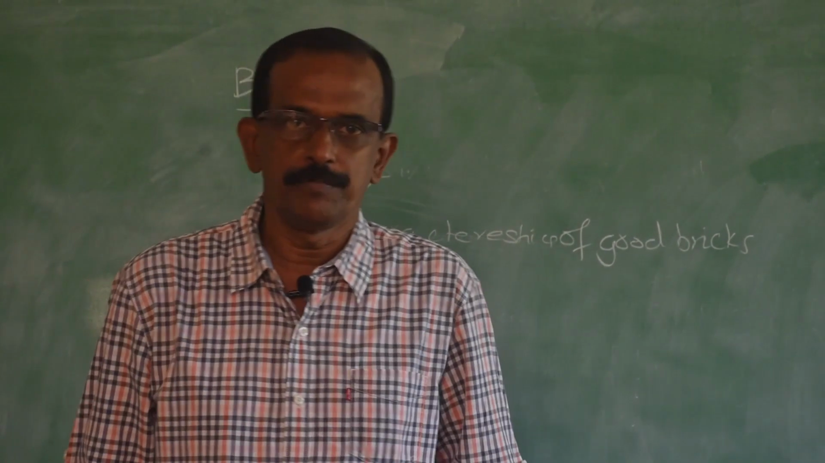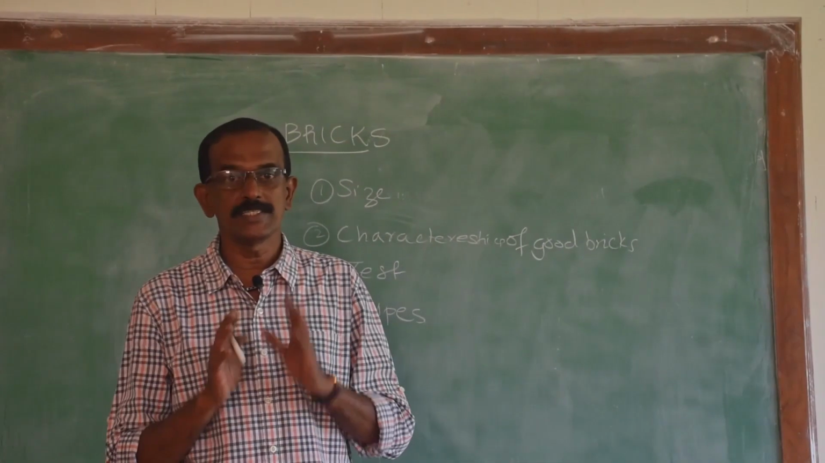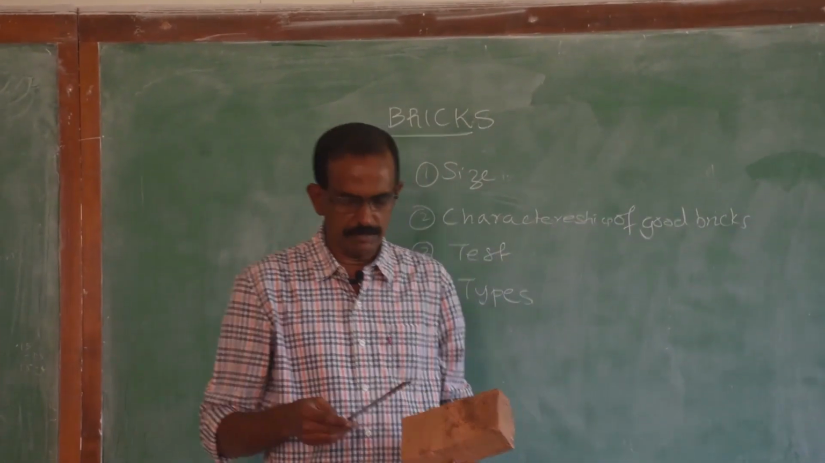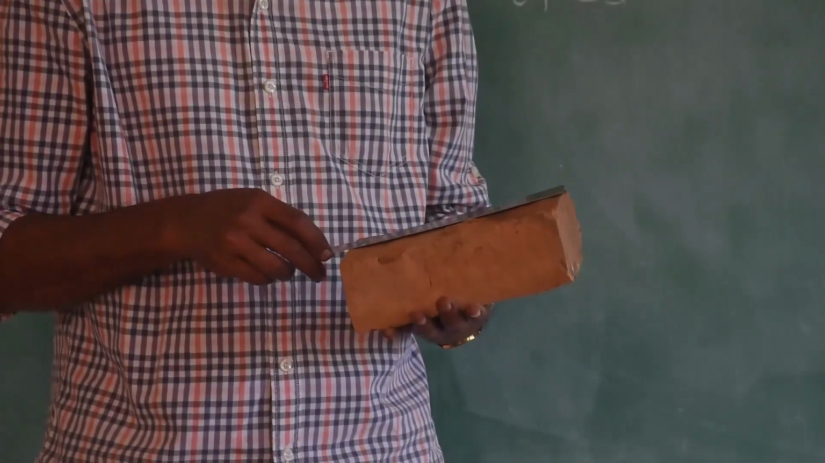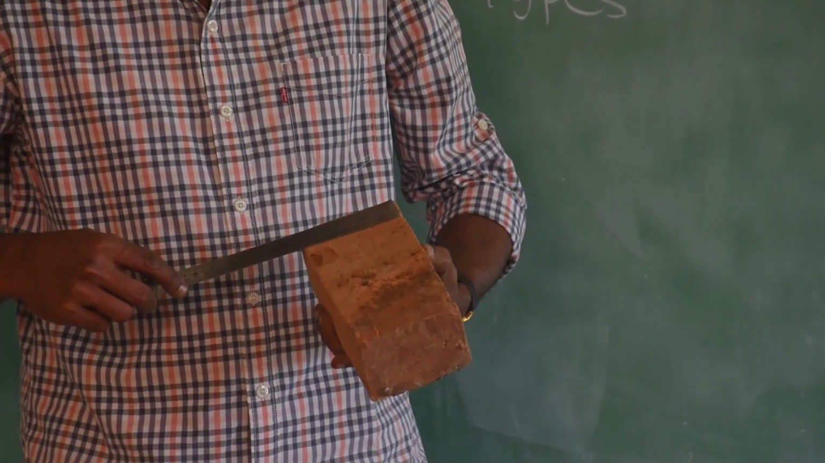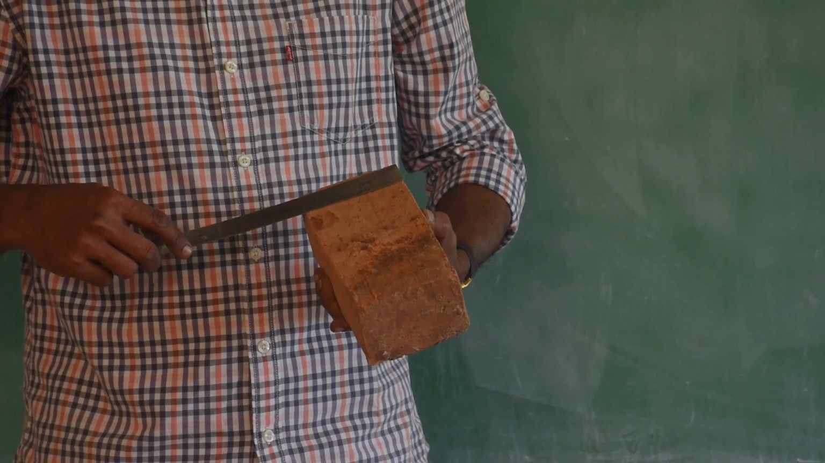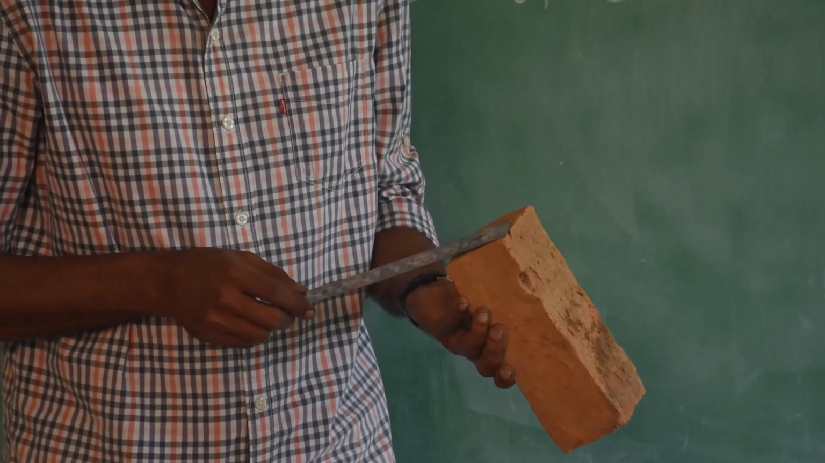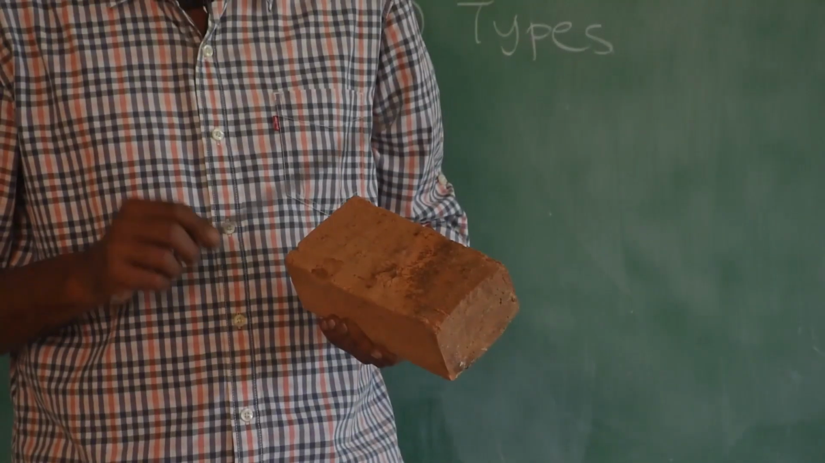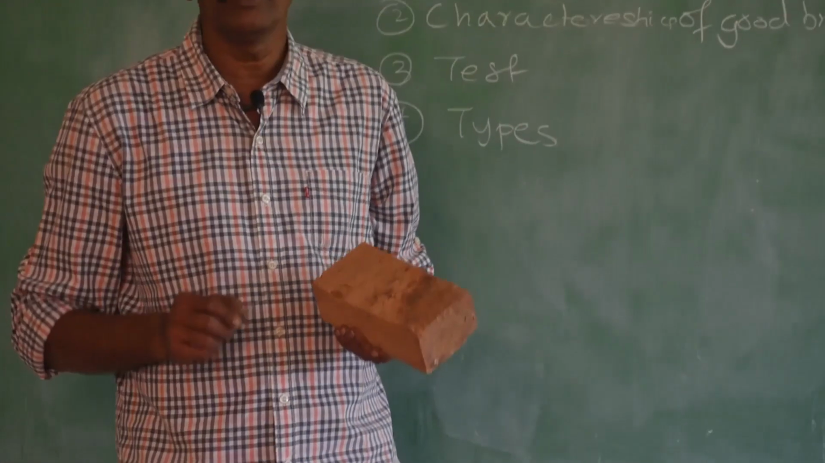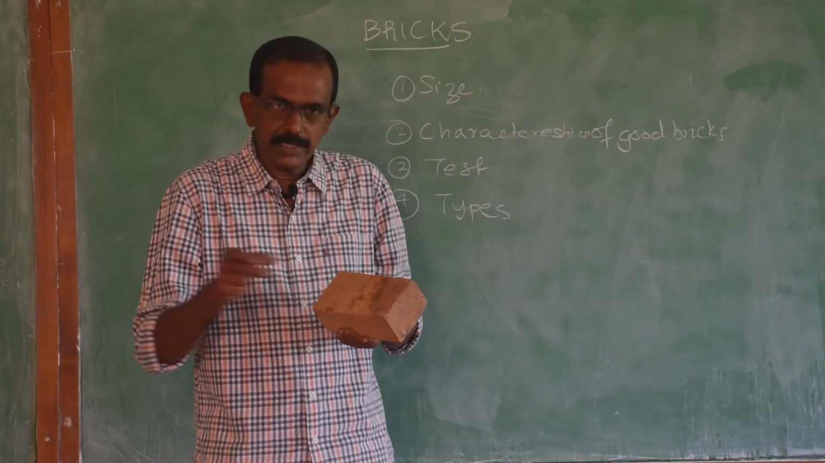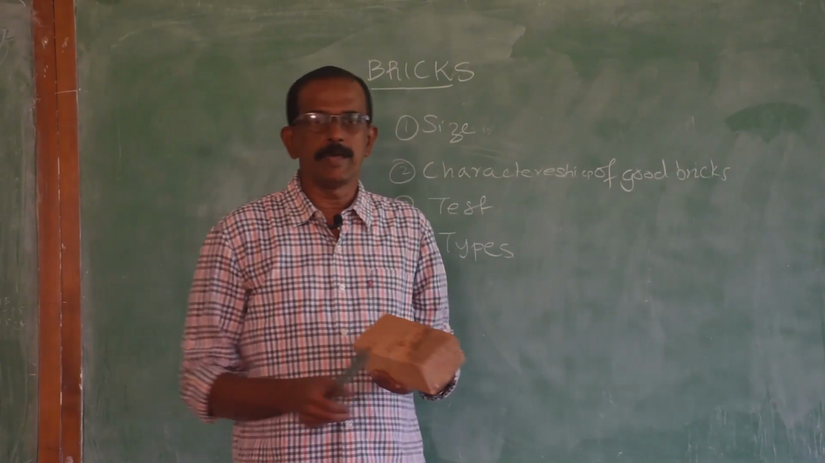What is the size of a brick? Do you have any idea about the size of a brick? I have brought one brick here, we can measure. The length is 20 centimeters, the width is 9.5 centimeters and the thickness is 6.5 centimeters. So, 20 centimeters, 9.5 centimeters and 6.5 centimeters. This is the brick I took from this campus.